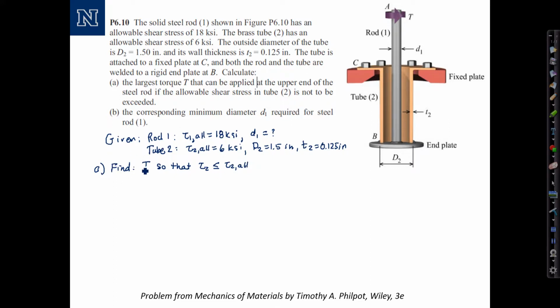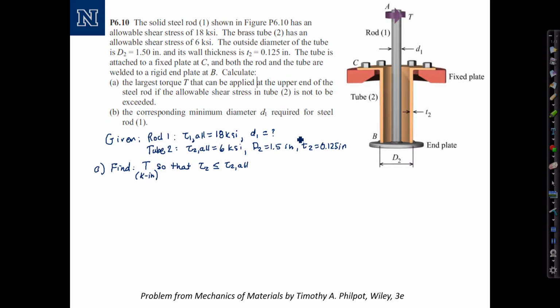And as we like to do up front, consider what our working units are. Notice that stresses are given in kSI, lengths are given in inches. A torque has units of moment, or force times length. So I don't have a particular preference here. It's appropriate to work in kip-inches, since those are the units that are given in the problem.